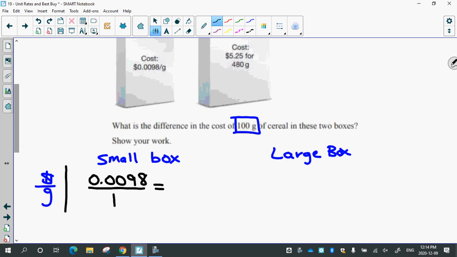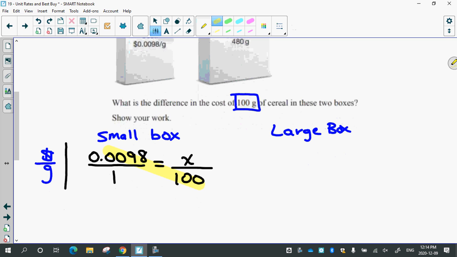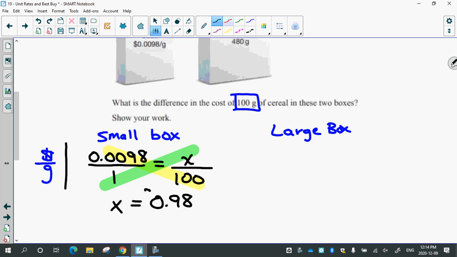$0.0098 for 1 gram costs x for 100 grams. Okay, so we want to know how much 100 grams of this cereal costs. So we've got our proportion, we can do our cross product. So 1 step again, because 1 times x is x. Type that in and you get 0.98. But that's a cost, so it's 98 cents, like that, okay? So that one costs 98 cents for 100 grams.